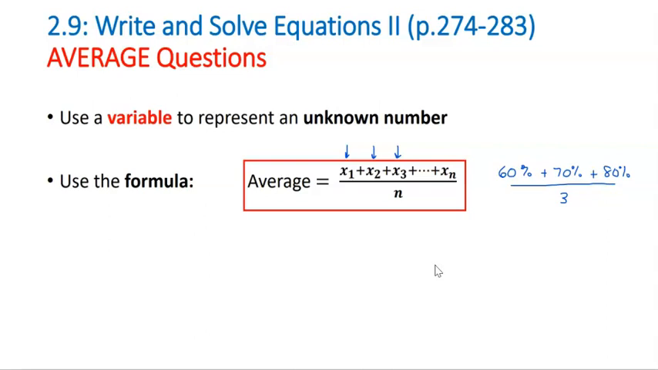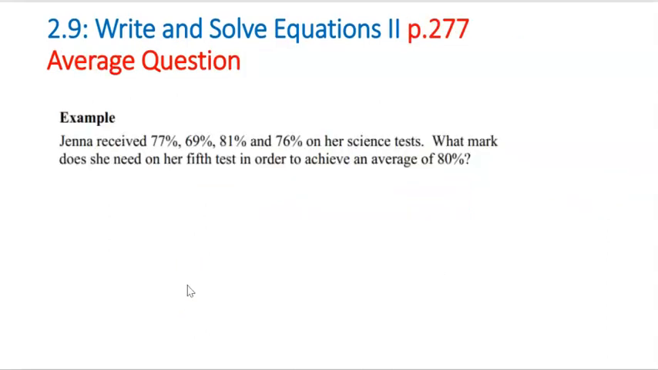So we use this formula, and we need to know the formula in order to apply algebra for something that we don't know. So we're going to look at a question like that, except the thing about this question is we don't know one of the grades. So Jenna received 77%, 69%, 81%, and 76% on her science tests. What mark does she need on her 5th test in order to achieve an average of 80%?